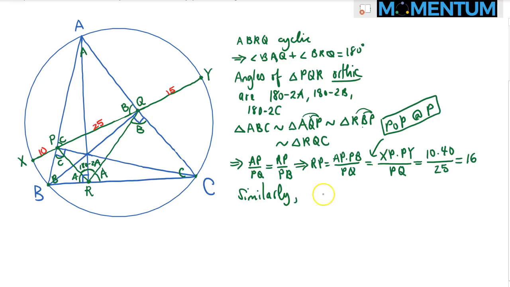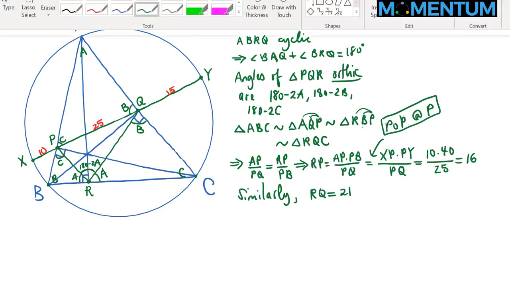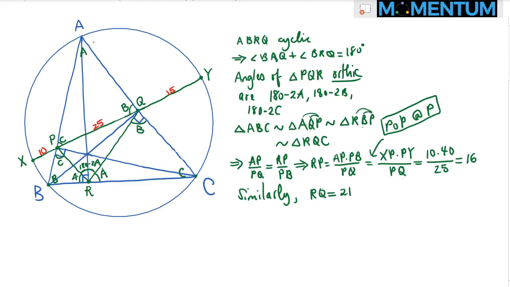But it's the same idea, and then you will be using power of the point Q. And so you should get that RQ is simply equal to 21. So let's mark these also. So we have this one is 16 and this segment here is 21. Awesome. At this step there are multiple approaches that one can employ.